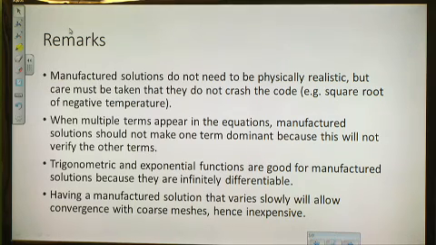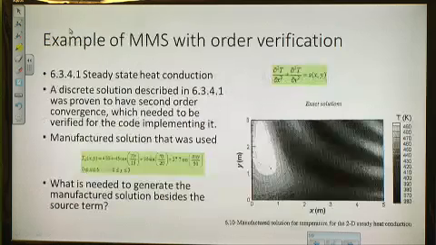If you have a manufactured solution that varies gently, you will be able to verify it with a fairly coarse mesh. And that's important because, as I tried to show you last time, getting a complicated solution to converge may stretch your computational resources beyond what you can achieve. So now let's look at the textbook example.